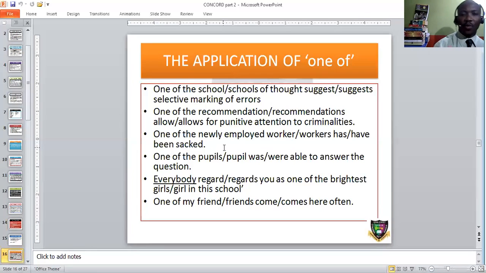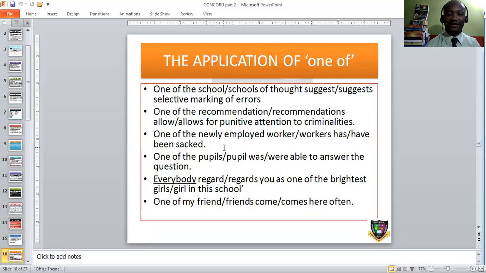One of the newly employed workers, many of them, they employ many. One of them has been sacked. One of the pupils was able to answer the question. One of the pupils, many of them, was, singular, able. Everybody regards you as one of the, see, we bring every now into this discussion, and right here, it is those things I tell you that out of the box, everybody, of course, singular, regards you as one of the brightest girls. You see, girls now is used as one of their plural now.